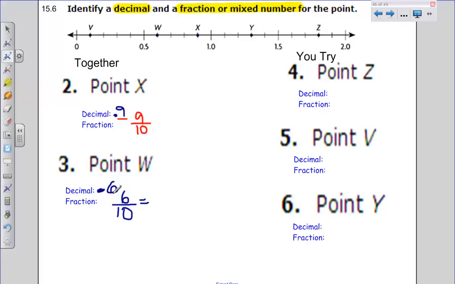6/10. Does that have a common factor? Is there a greatest common factor between 6 and 10? Heck yeah, there is. So we're going to divide those by 2. I'm going to end up with 3 for my numerator. If I divide 10 by 2, I'm going to get 5. So my decimal for point W is going to be 0.6, and my fraction is going to be 3/5.